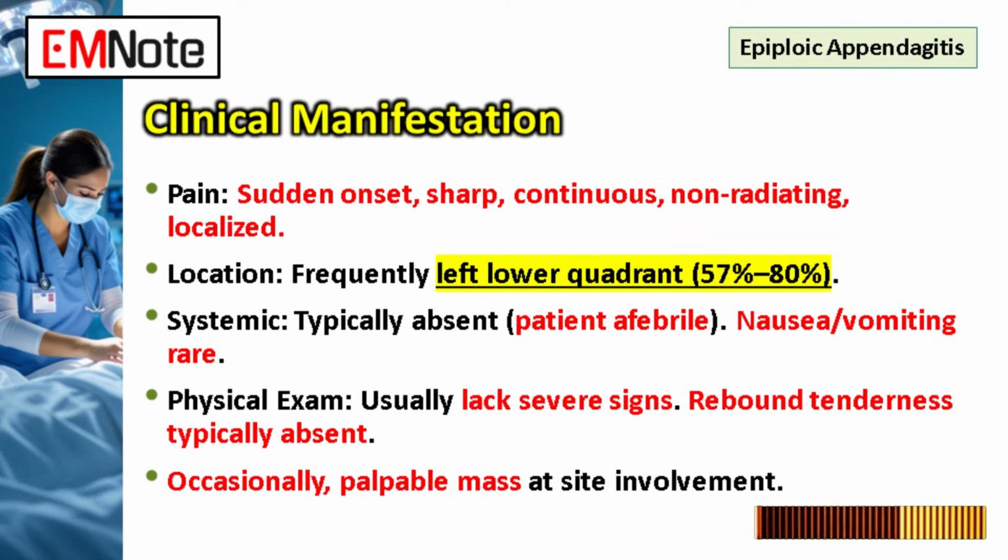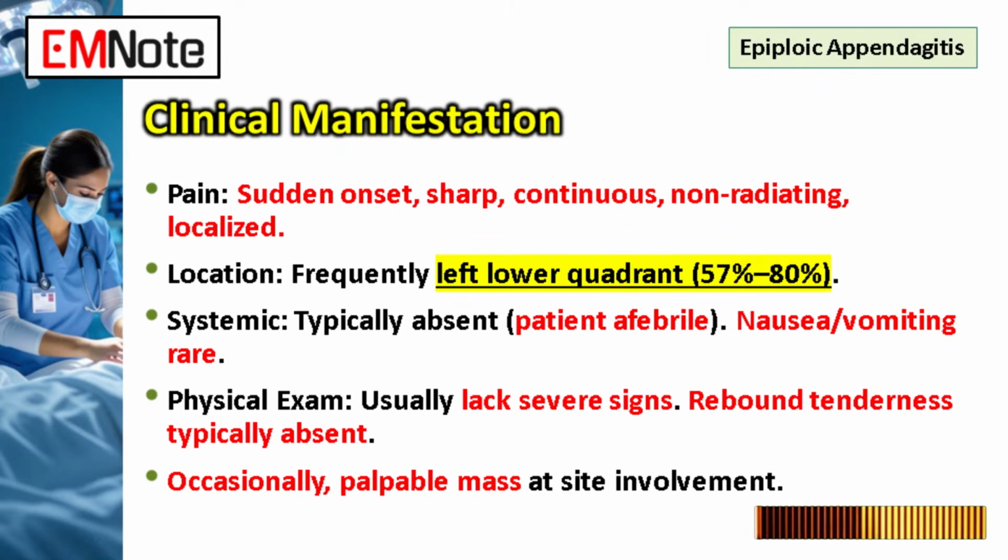And location again. You mentioned 57 to 80% are left lower quadrant. That's prime diverticulitis territory. It absolutely is. That LLQ presentation is the classic mimic. But don't forget the significant minority presenting with right lower quadrant pain, looking exactly like appendicitis.